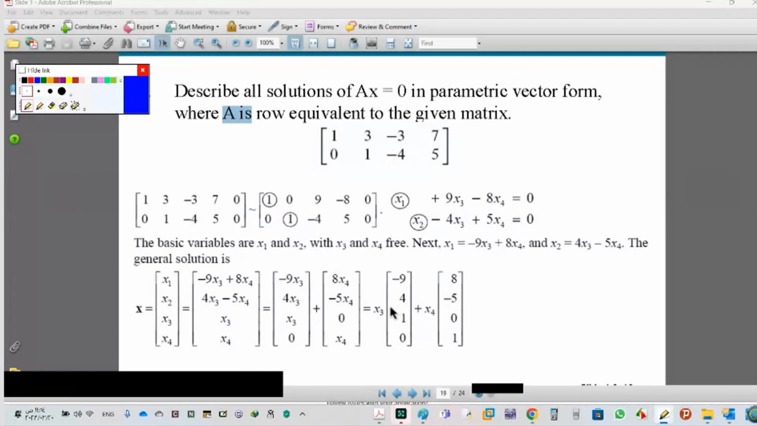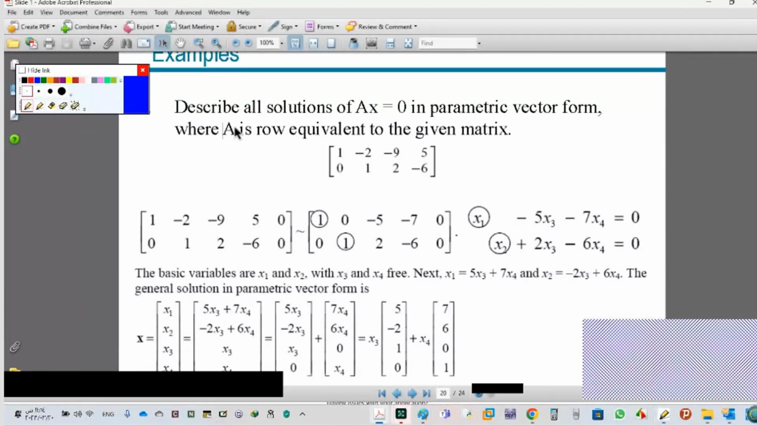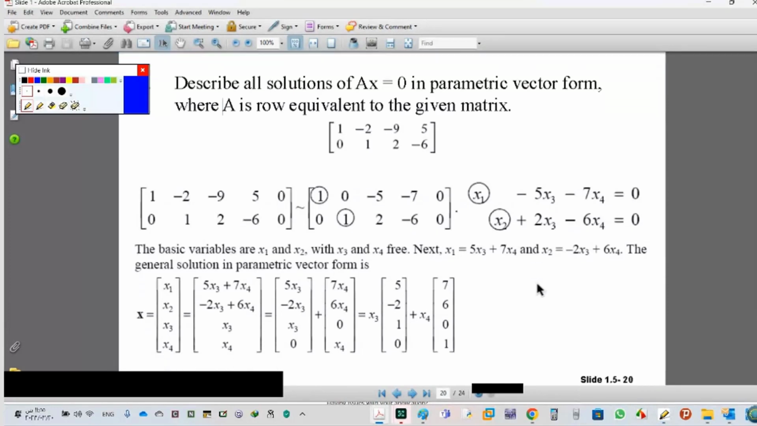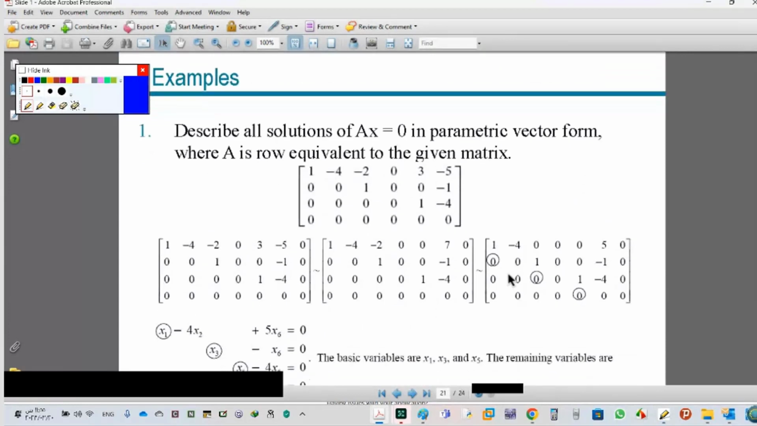Okay. Now, another example. Describe all solutions for Ax equals 0. He gives A to me. This is A. You again have to solve, and here we have x3 and x4, same thing as the previous example. Now, oh wow, what is this? Describe all solutions again for Ax equals 0 in parametric vector form. This is A.